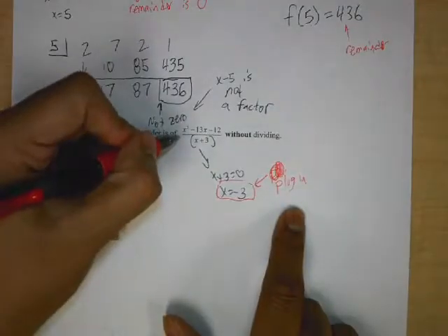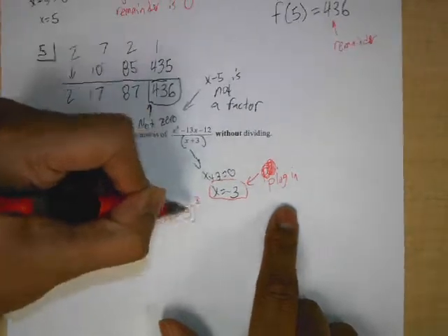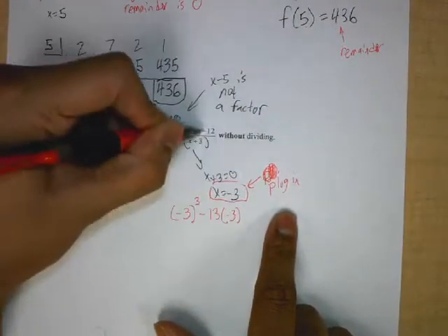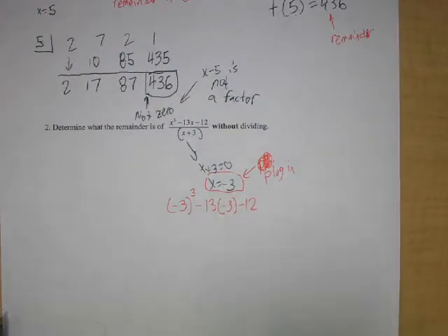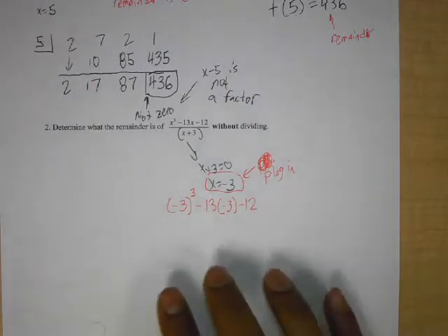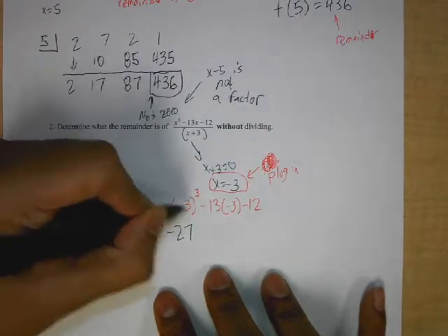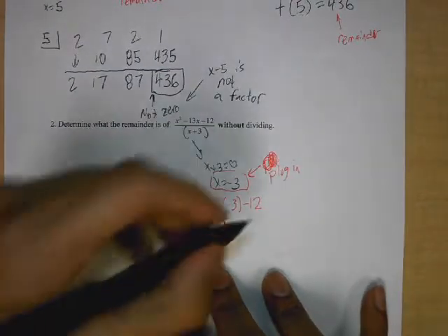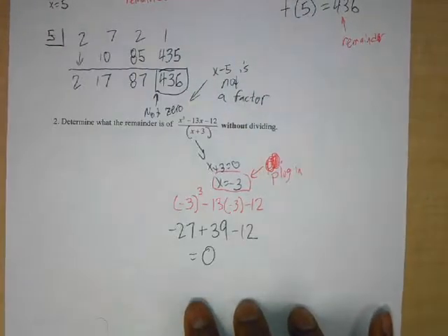Okay, so let's write it out. We've got negative 3 cubed minus 13 times negative 3 minus 12. Okay, and we should be able to get the remainder just by doing this math. So negative 3 cubed is negative 27 plus 39, okay, minus 12. And if we put it all together, you should get 0, okay?